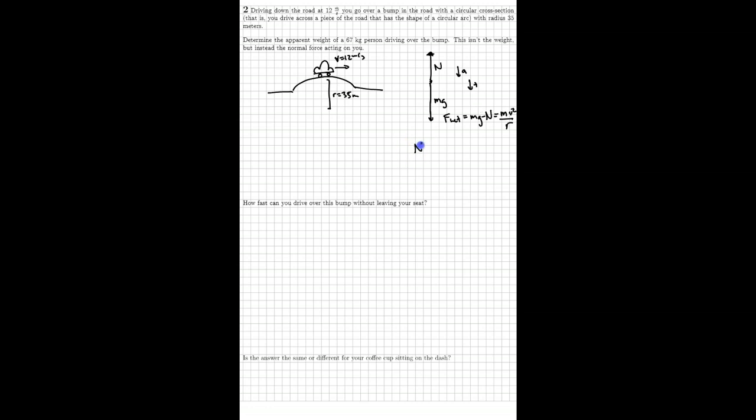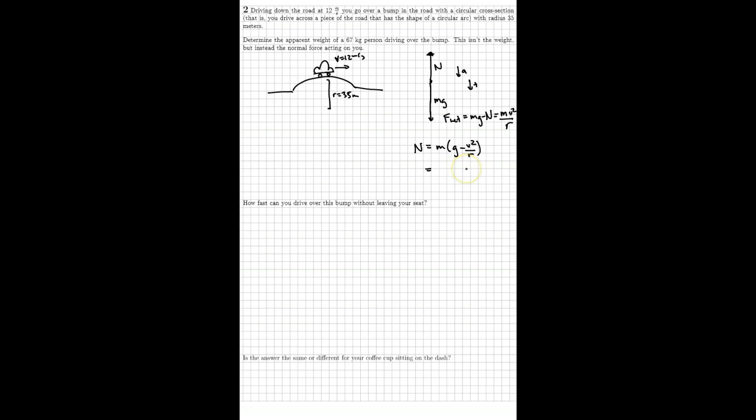So here, if I solve for the normal force, it's m times g minus v squared over r. I just moved that over and factored. So it's actually less. I'm sure you felt this when you go over a bump. You sort of feel lighter. You feel like you get up out of your chair. Well, that's because the normal force on you is decreasing. So that's what it takes for you to go across this thing in a circle.